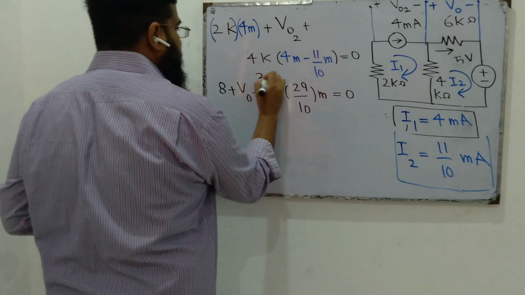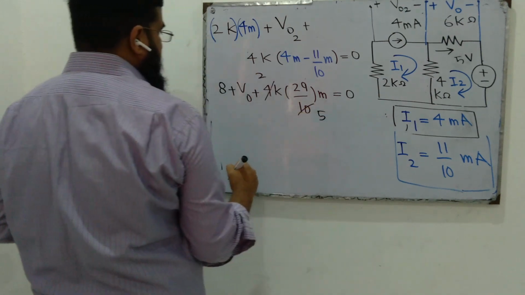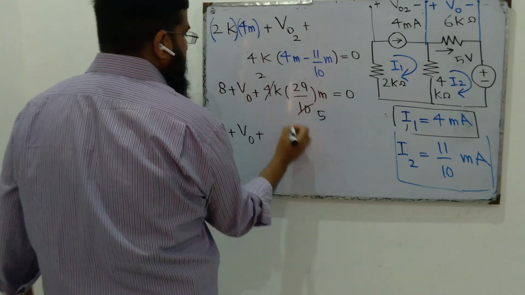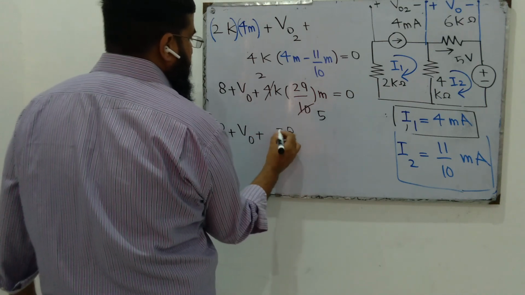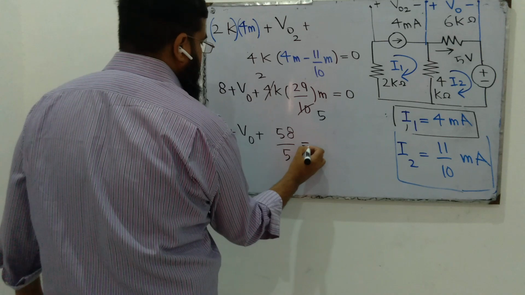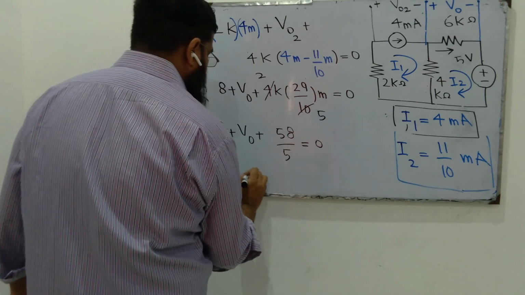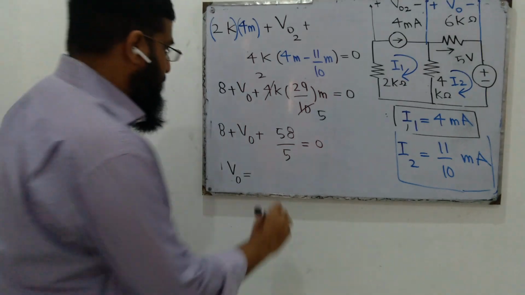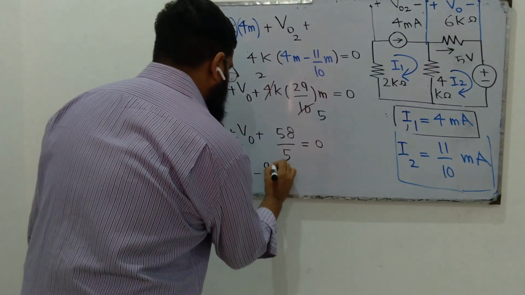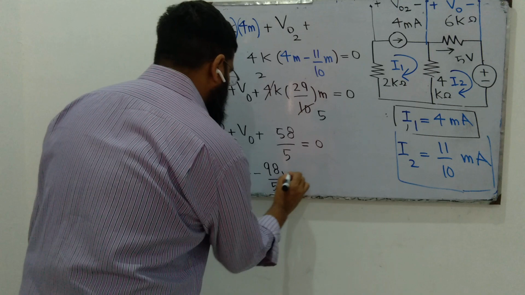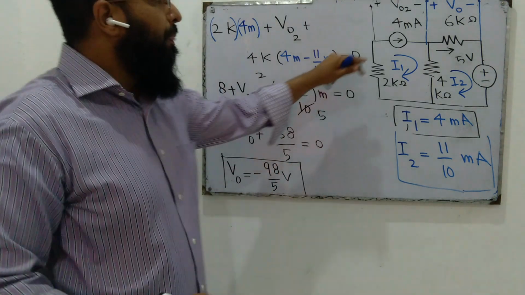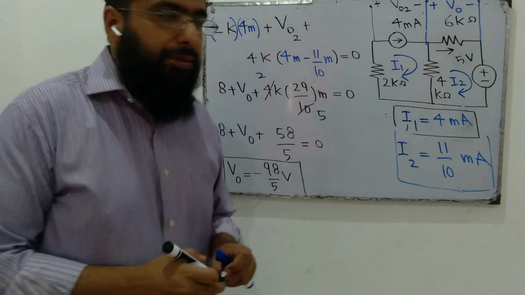So this is 2 2s are 4, 2 5s are 10. So this is 8 plus V out 2 plus 58 over 5 is equal to 0. Solving this, taking all these constant terms to the other side, the answer is minus 98 over 5. This is the voltage drop across this 4 milliampere current source.